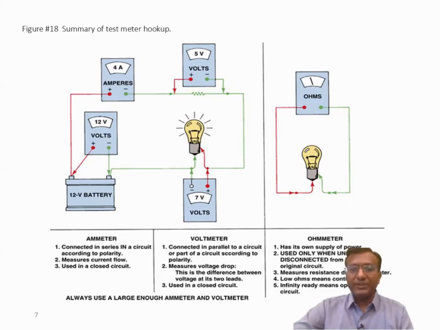If I want to check the voltage drop across a bulb, I have to connect this voltmeter in parallel. If I want to check the resistance of this bulb, then I have to cut off the battery supply to this bulb, connect this ohm meter in parallel and measure the resistance of this bulb.